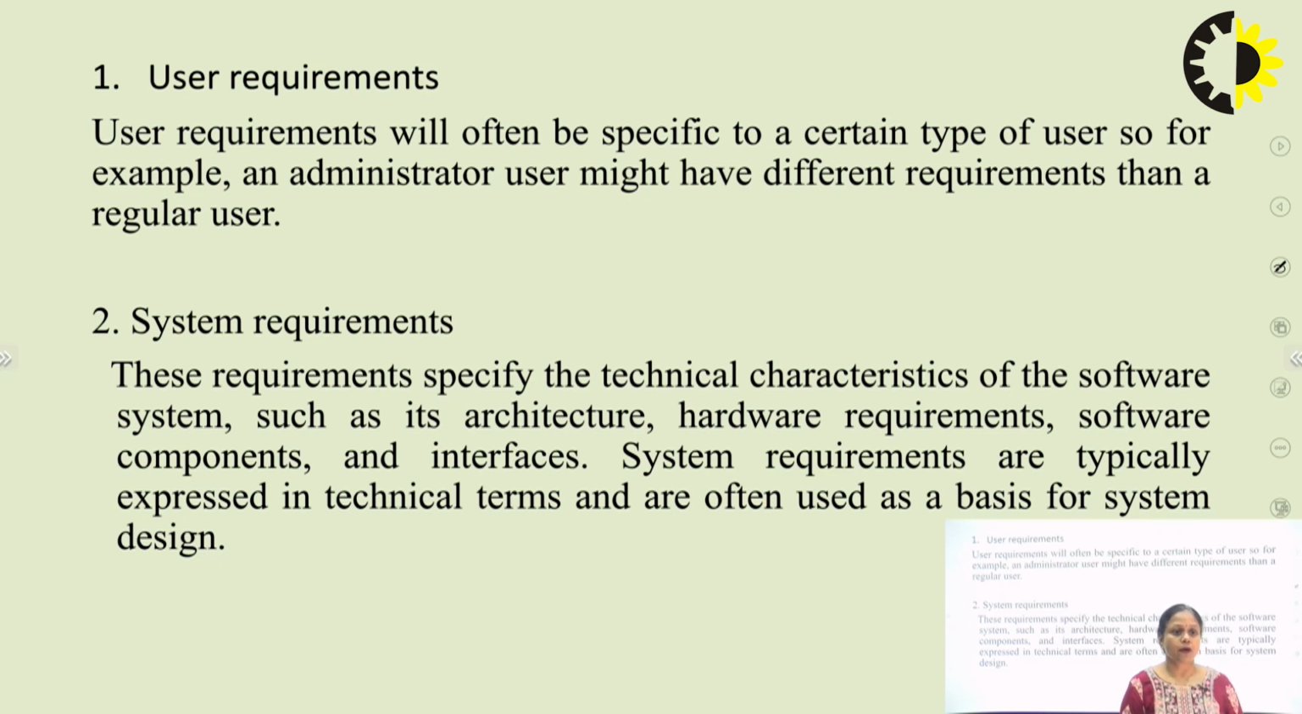Second is the system requirement. In the system requirement, we will see what type of system we require, what is the architecture of the system, and what hardware and software components are required for the project. So, in this case, we will see all the aspects of your project and what the hardware and software requirements are for this project technically.